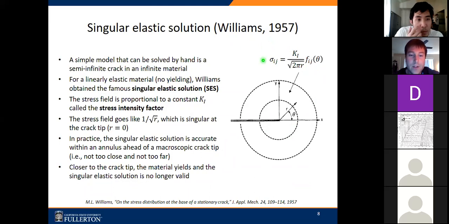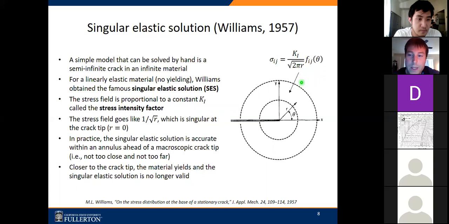It's called singular because it blows up at the tip of the crack. At r equals 0, the stress field actually goes to infinity. So it goes like 1 over square root of r. The farther you go out, the less it gets. It's also found to be proportional to a constant, which we call K1, and that's called the stress intensity factor. If you look at any experiments on fracture, they're going to be talking about the stress intensity factor. All that is a constant that appears in the singular elastic solution. It's essentially an integration constant. So that's where that comes from.